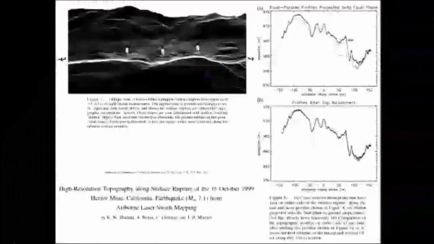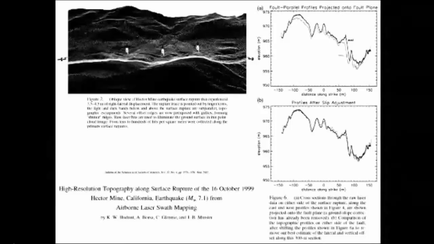One of the first times this was done with LIDAR was for the Hector Mine earthquake. And this is an important paper that I always have to remind myself to make sure I'm citing whenever I'm doing some of this fault zone LIDAR, because it's really the first one that was published on this. So this was Hudnut et al. 2002, and I put it in the reading list. And it's really important to throw some respect to it because they were kind of ahead of their time.